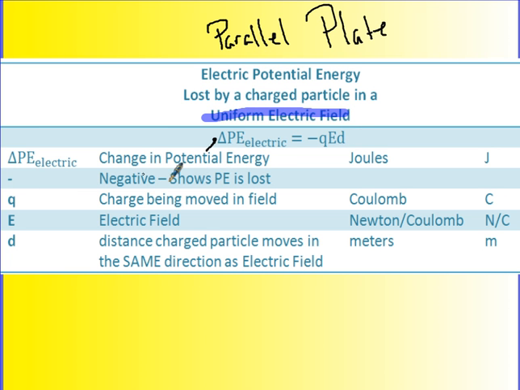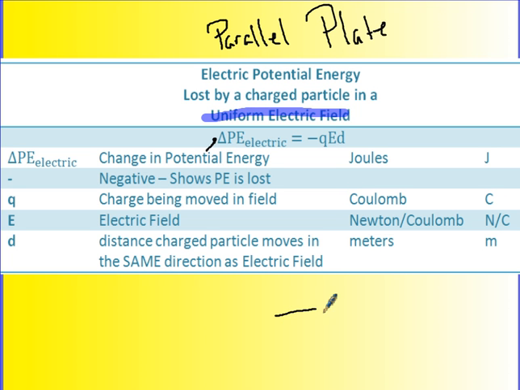The negative sign just tells you that we're going to lose potential energy. Q is the charge, and we always measure charges in coulombs. E is the electric field, and we always measure electric fields in newtons per coulomb. And d is the distance that the charged particle moves in the same direction as the electric field.